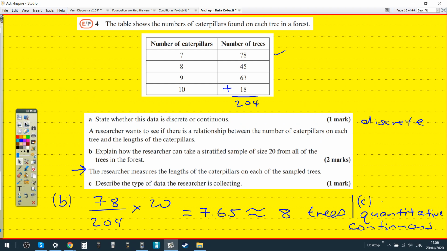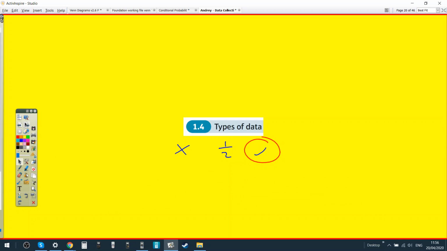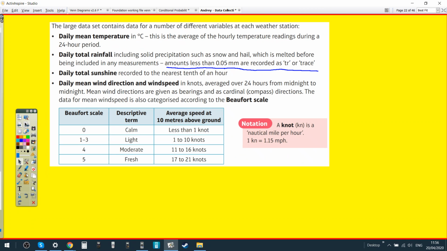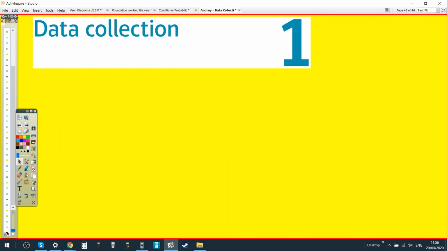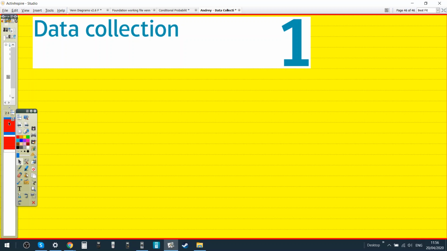That was okay. Just want to make sure. Stratified sample, that was okay. Types of data, yeah, it's good. How was that for you, Andrey? Yeah, that's good. Thank you. So we're back to the good old days. We finished that chapter, and so do you want to do chapter 2 stats next time?